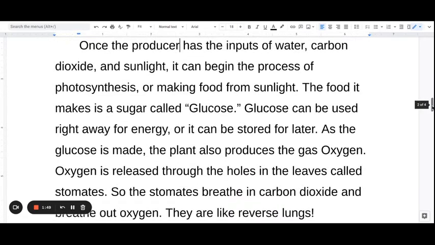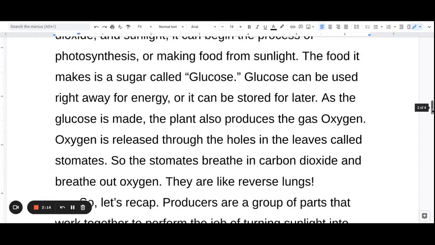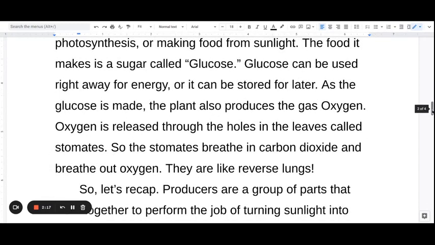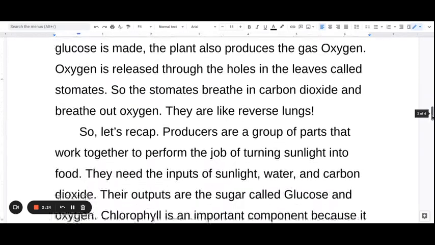Once the producer has the inputs of water, carbon dioxide, and sunlight, it can begin the process of photosynthesis, or making food from sunlight. The food it makes is a sugar called glucose. Glucose can be used right away for energy, or it can be stored for later. As the glucose is made, the plant also produces the gas, oxygen. Oxygen is released through the holes in the leaves called stomates. So the stomates breathe in carbon dioxide and breathe out oxygen. They're like reverse lungs.